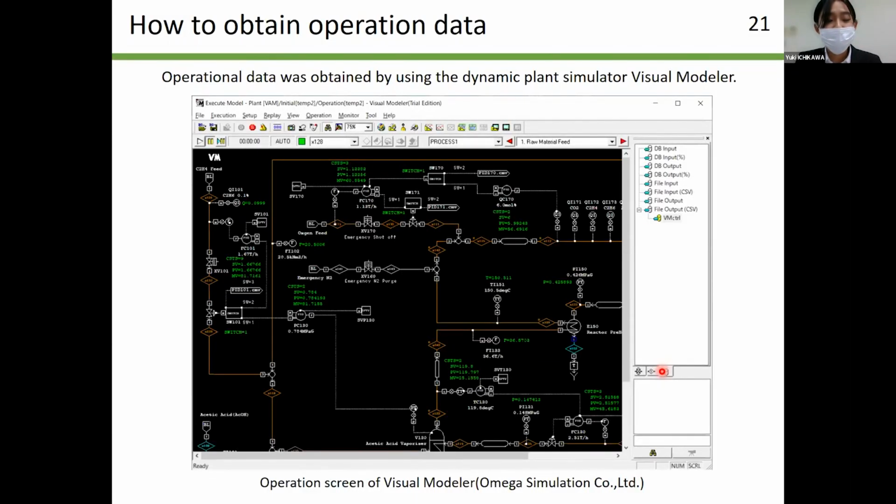I get operation data by a simulator, so I don't think about an actual plant.